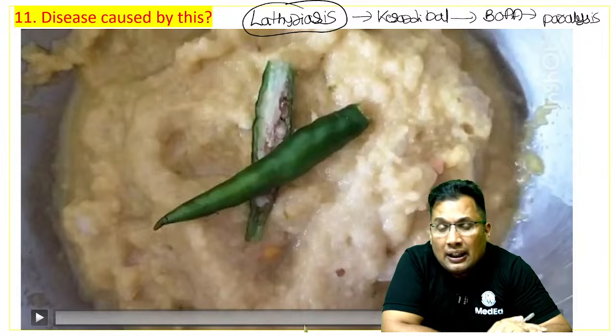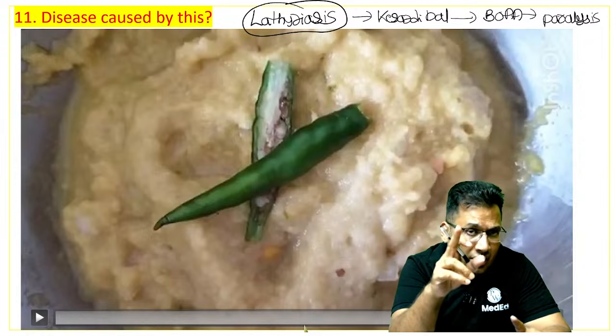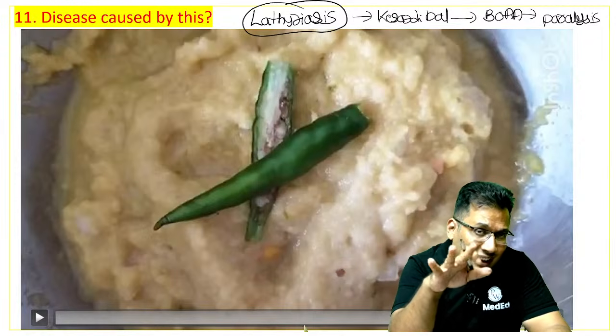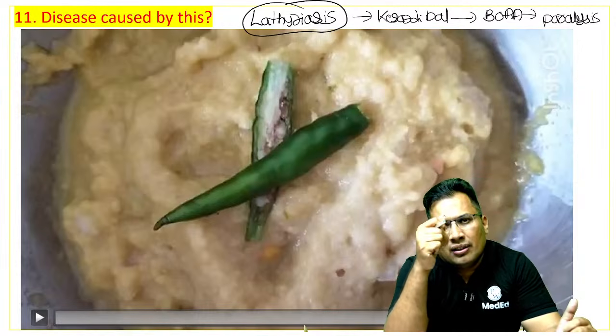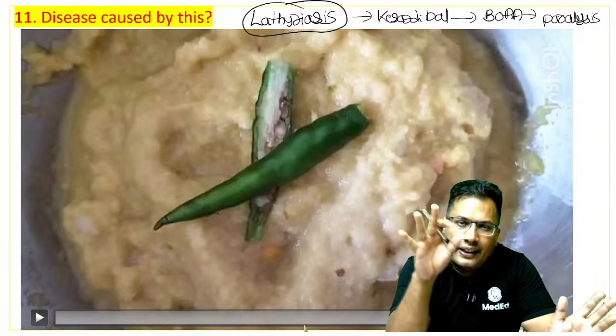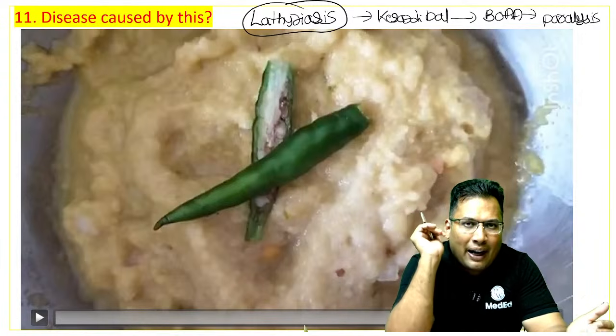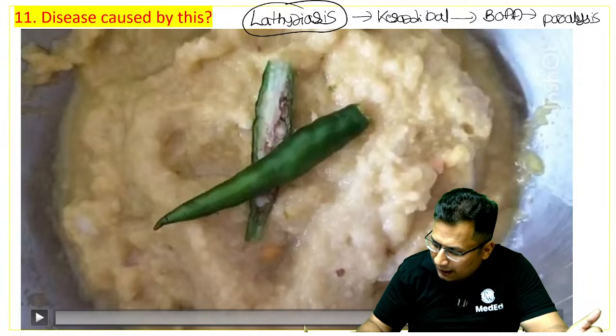What are the types of paralysis? Single stick stage, double stick stage, crawling stage, and death. There are 4 stages. Single stick, double stick, crawling, and death. So kesari dal is bad. Good. Many answered. That's great.